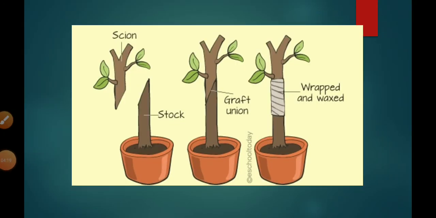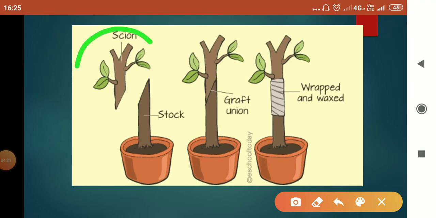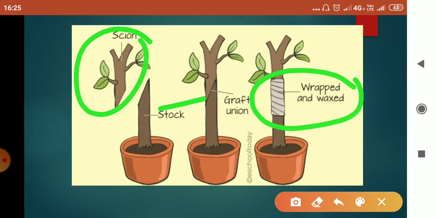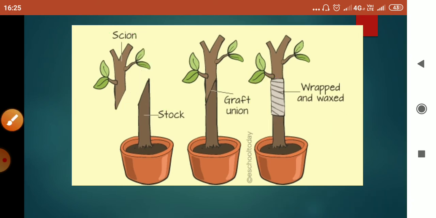From this picture, we can observe how the scion is fixed over the stalk, and then it is wrapped and waxed. So children, as I have told you, new varieties can also be formed by this method. Let us take an example. Here we are going to form new varieties. We are going to mix two varieties of mangoes.